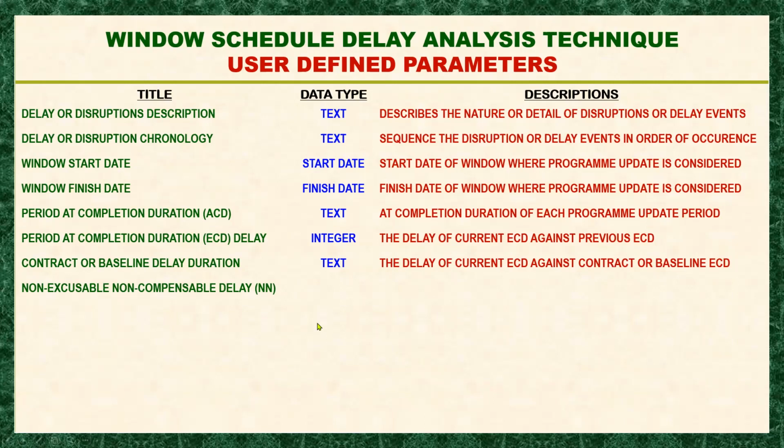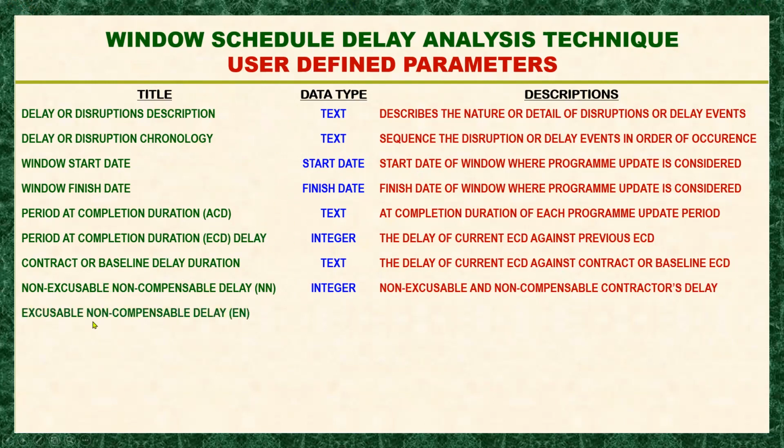Okay. Let's go to integer. So we'll be using the integer because we want to see the summary. Okay, this is a non-excusable and non-compensable contractor's delay. Okay, next is the excusable non-compensable delay.